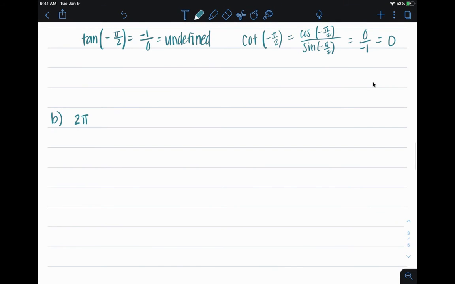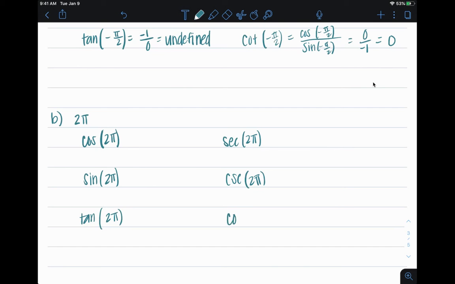B is going to be 2 pi. We want to figure out all 6 trig ratios with 2 pi. So cosine of 2 pi, sine of 2 pi. I'm going to write these down before I scroll up to look at our unit circle. Tangent of 2 pi, secant of 2 pi, cosecant of 2 pi, and then cotangent of 2 pi. All right, so here's our 6 trig ratios.